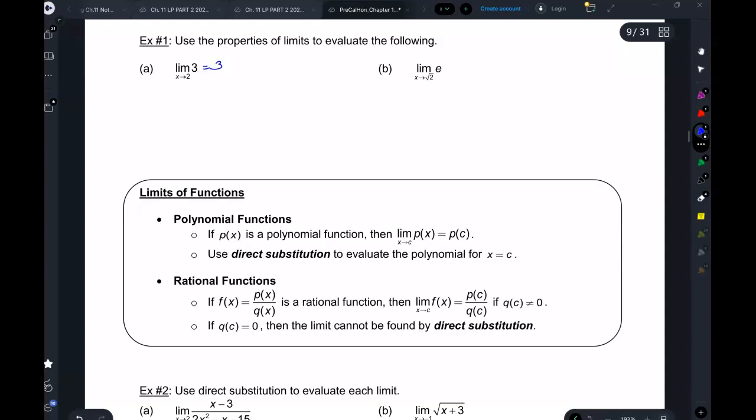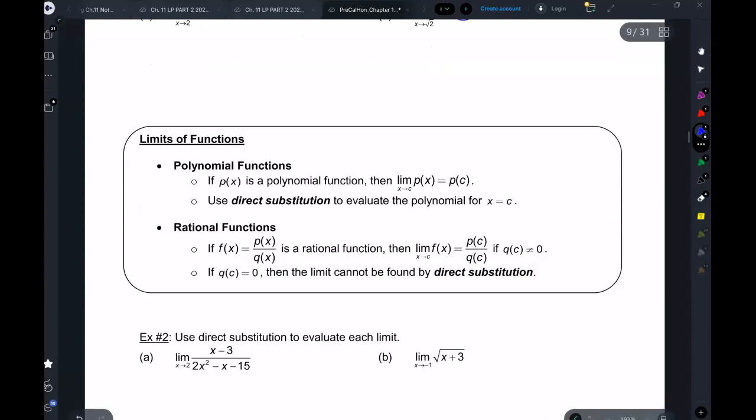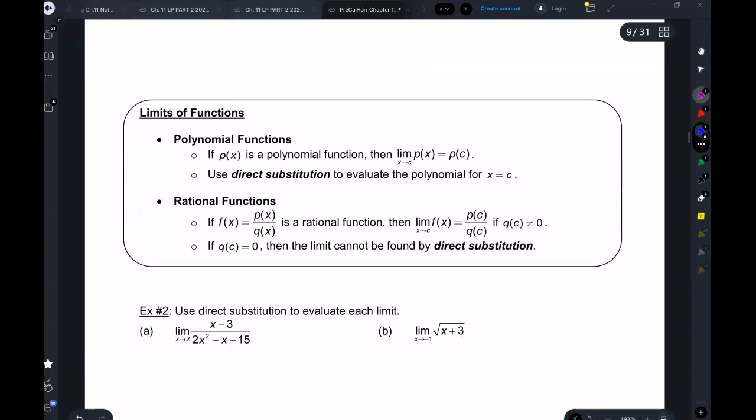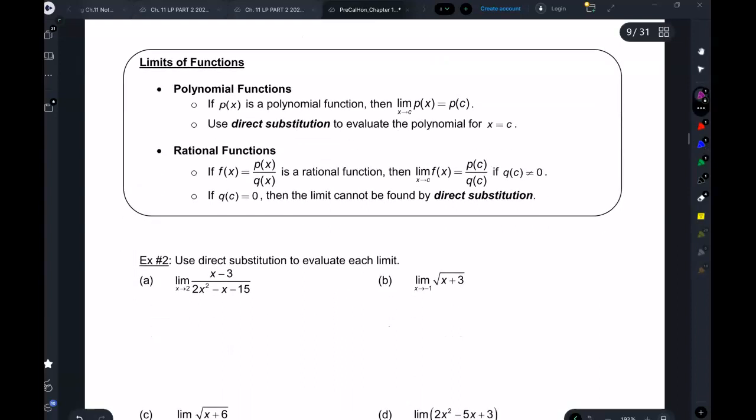Okay? Now here, the limit as x approaches root 2 of e, right? So e, again, is just a constant, right? So this will just be e. Okay? All right.